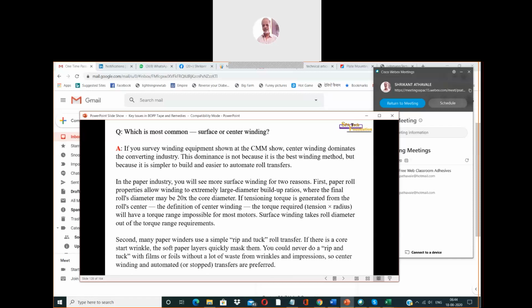Second, many paper winders use a simple rip and tuck roll transfer. If there is a core start wrinkle, the soft paper layers quickly mask them. You could never do a rip and tuck with films or foils without a lot of wastage from wrinkles and impressions. So central winding and automated transfers are preferred.